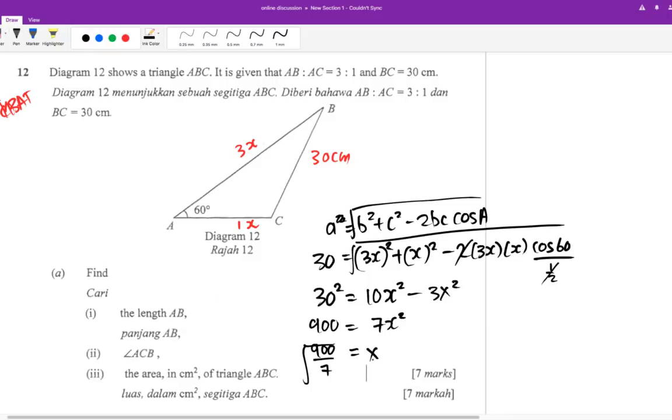If you want to find the length of AB, AB is just 3 multiplied by x. So it's 3 multiplied by the square root of 900 over 7. And then we'll use the calculator to solve this one. 3 multiplied by the square root of 900 over 7, then I will get 34.02 cm. Alright, this is how we solve this kind of question. And I also hope my answer is correct. Okay, if the answer is correct, then I will move on to the next question.